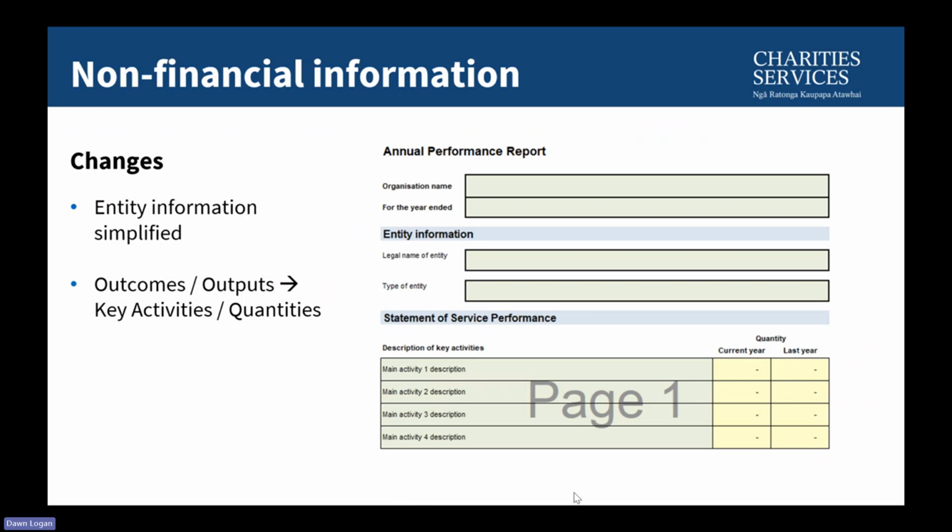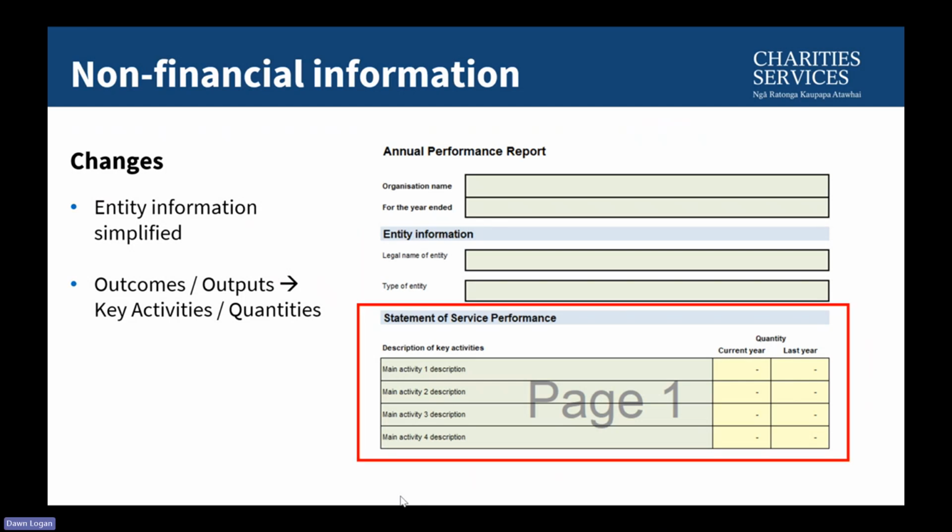The Statement of Service Performance has also been simplified. The previous standard asked you to record your outputs and outcomes. To make it simpler to understand, the required information is now called Key Activities. Charities are required to describe their main activities and provide quantities to the extent you're able to. You don't need to list everything your charity did, just the most important activities.